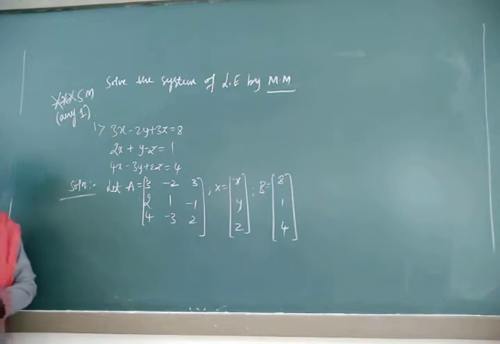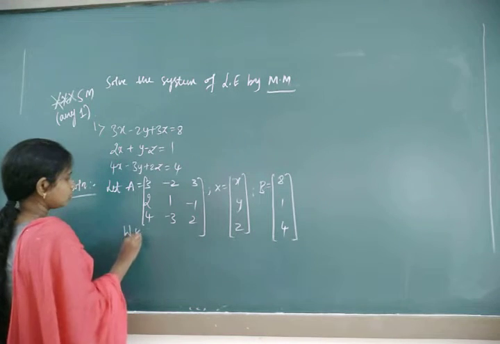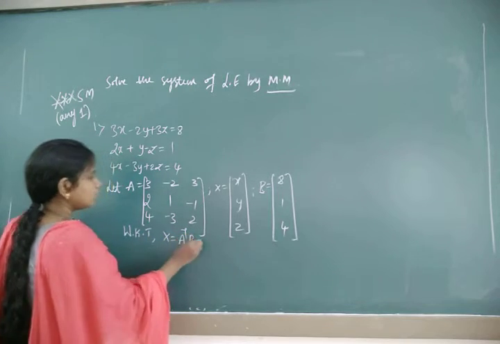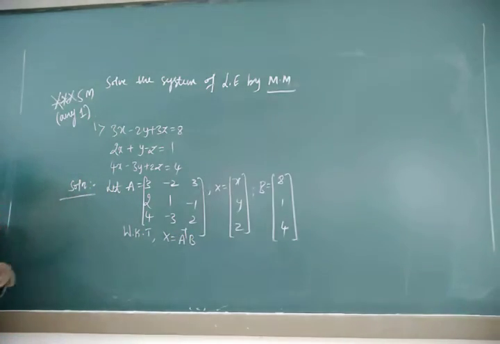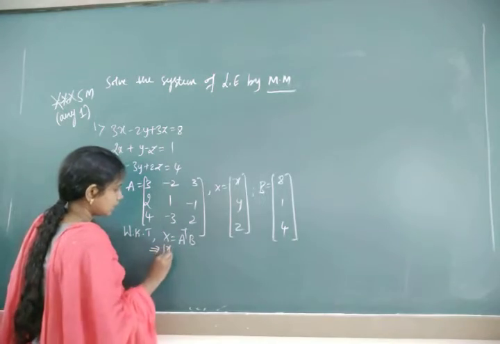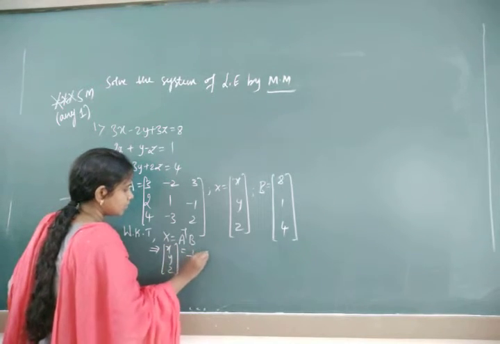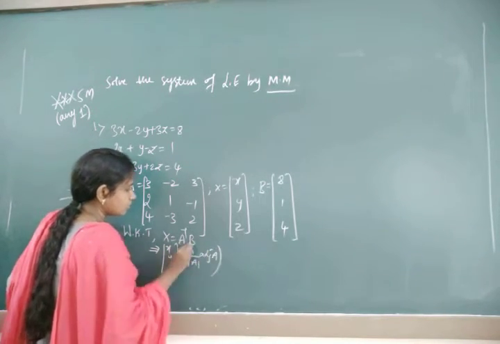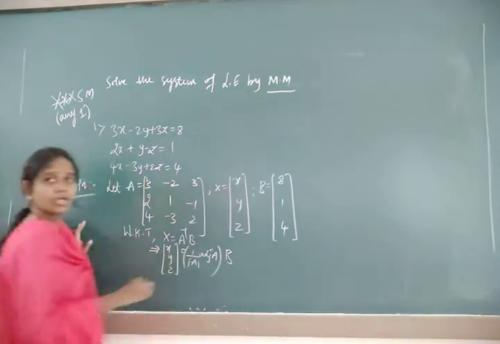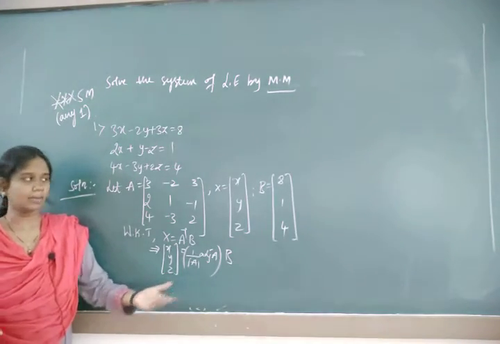Next what you are going to write? You are going to write the formula. We know that formula. What is the formula? X is equal to A inverse into B. Just now we have taken the derivation. So this implies X means x, y, z. A inverse means 1 by determinant A into adjoint A. Remember the A inverse formula, into B. So first of all we will find out determinant A.